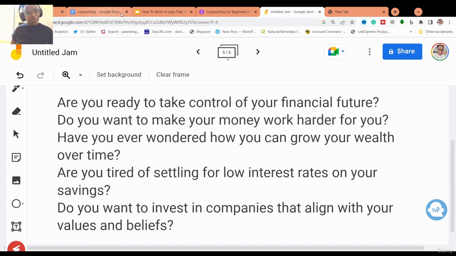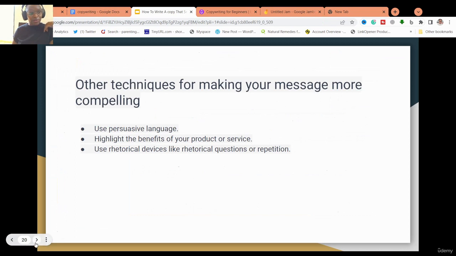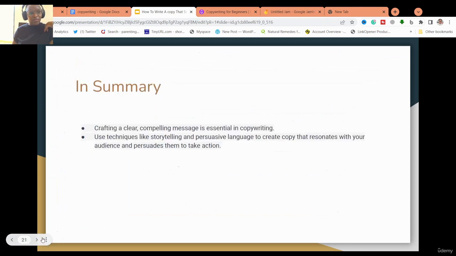So those are examples of rhetorical questions, and yours may be different, but remember that each one of them is addressing your target audience, and they are showing them that yes, you are a professional and you're ready to help them as the authority. I hope I'm making sense. Okay, so let us go forward.